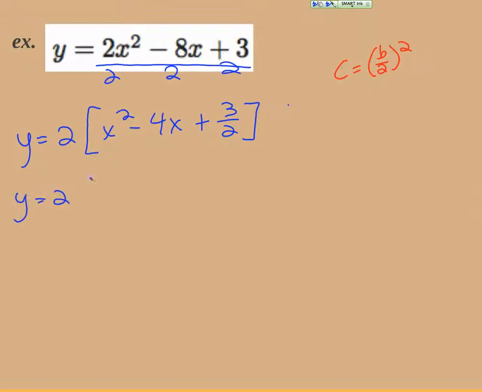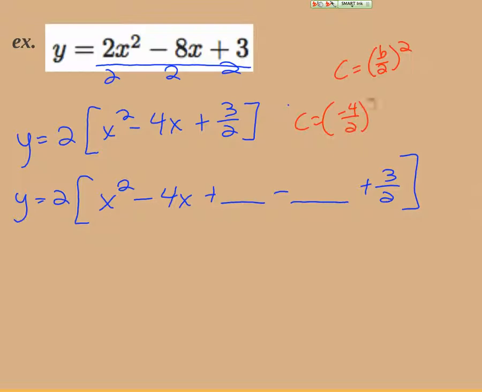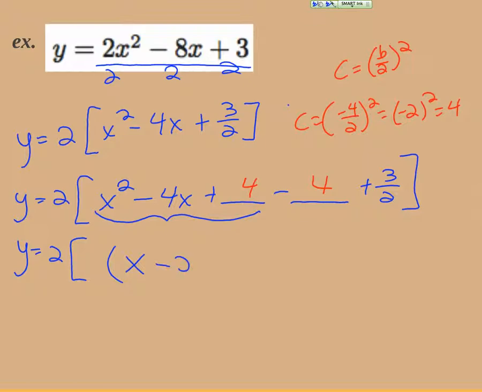So now I'm just, again, going to leave the 2 there, and I'm going to put my blanks in and figure out what goes in the blanks. So plus and minus. And then see if you guys can figure out what goes in those blanks. Hoping you got 4 in both of those. So now I can, once again, take that part and make it into that binomial squared. So it's going to be x minus 2 squared.